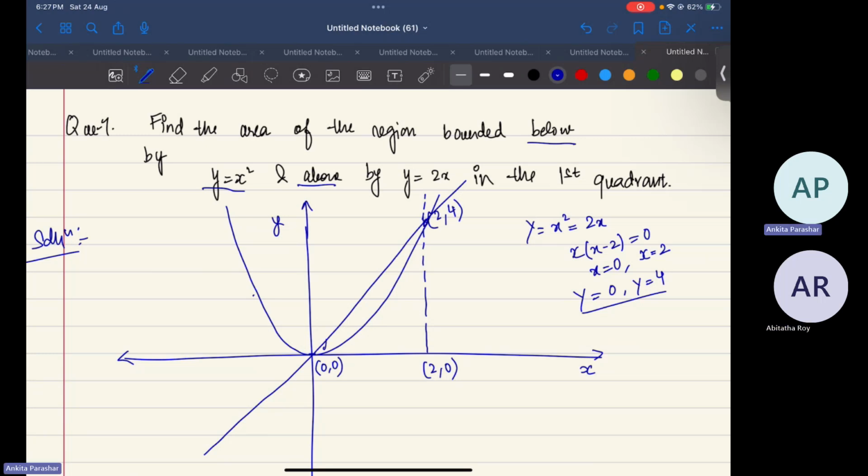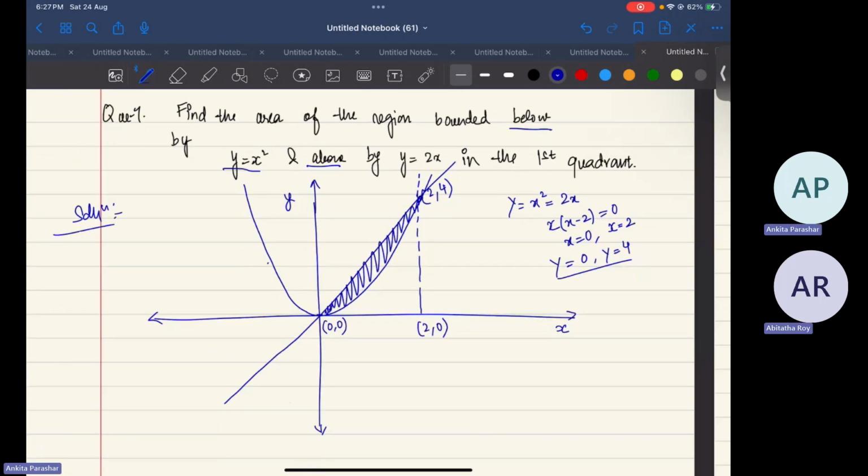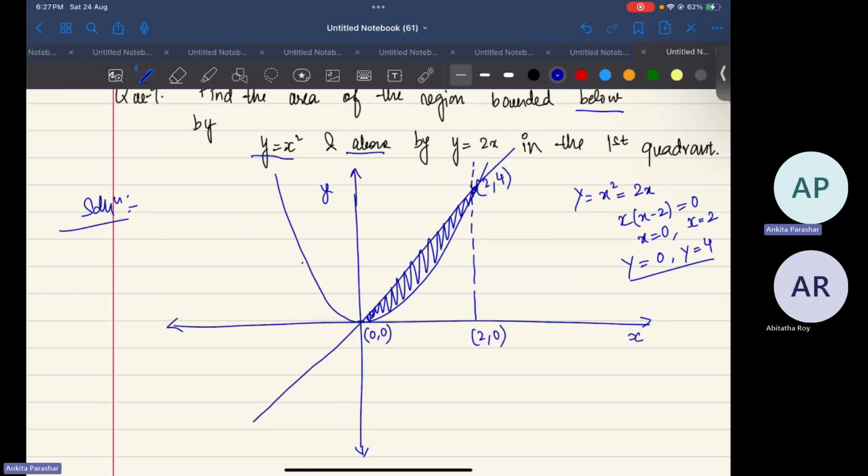So this is the graph. Let me just say this is the region. How to integrate? Now, finding the area is what you have to find. You have to take the double integration. You have to find the limit for y. You have to find the limit for x. And it's up to you how to find.